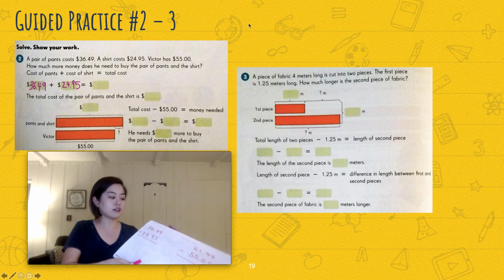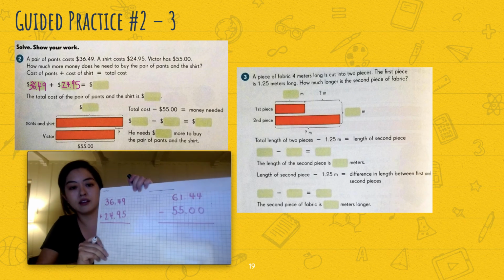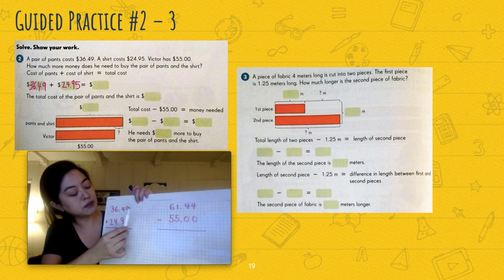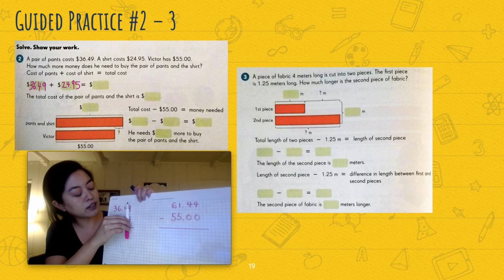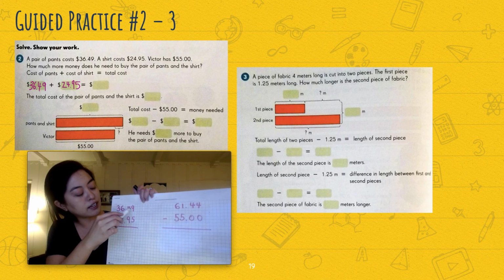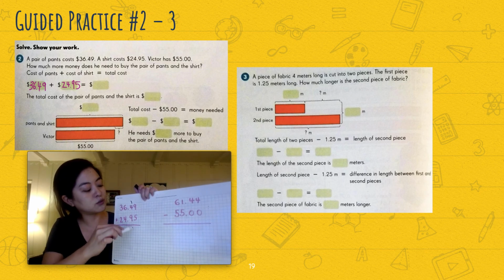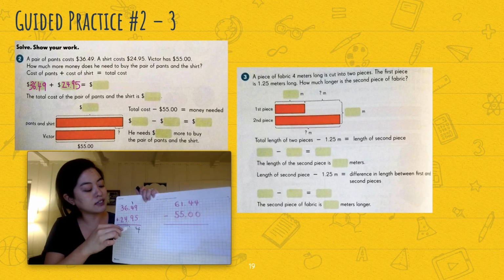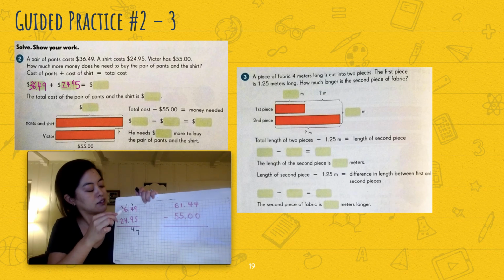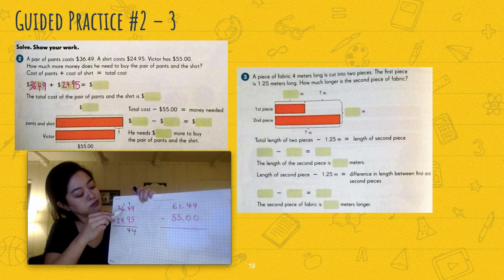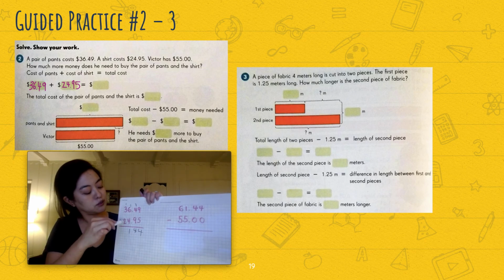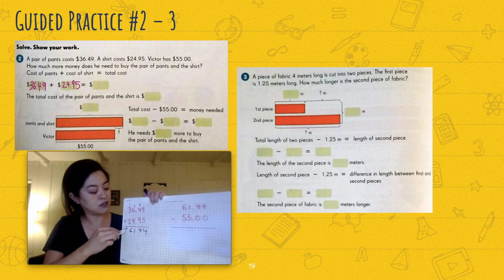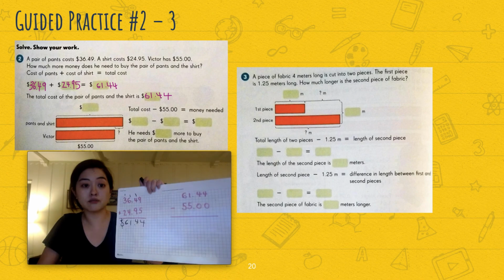Okay, and I put it right here. I stacked them up nicely because I know I have to put the decimals on top of one another. So now let's add the hundredths. 9 hundredths plus 5 hundredths is 14 hundredths. 1 tenth plus 4 tenths is 5 tenths. Plus 9 tenths is 14 tenths. Okay. 1 plus 6 plus 4 is 11. 1 plus 3 plus 2 is 6. Okay. So then the total cost is $61.44.